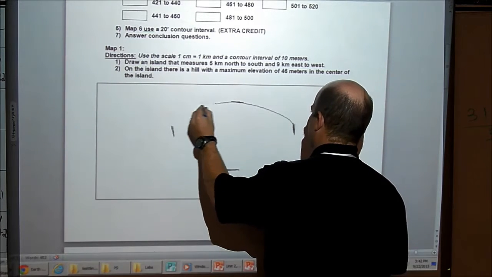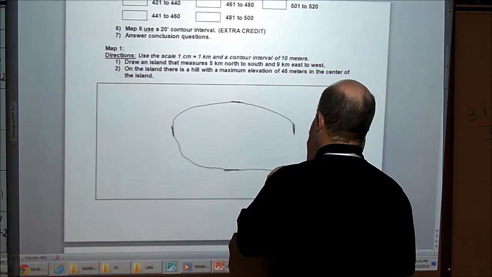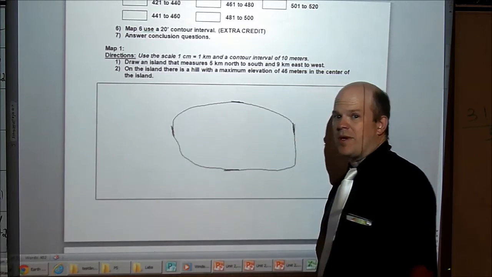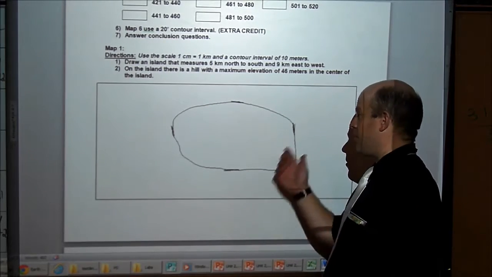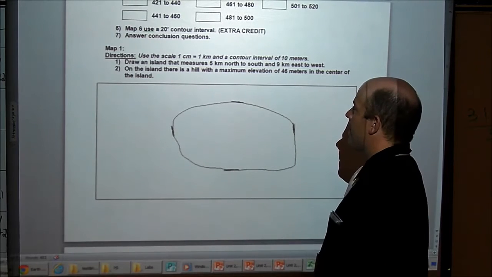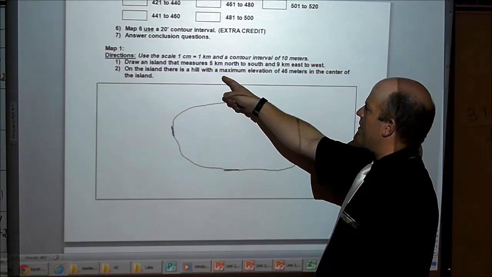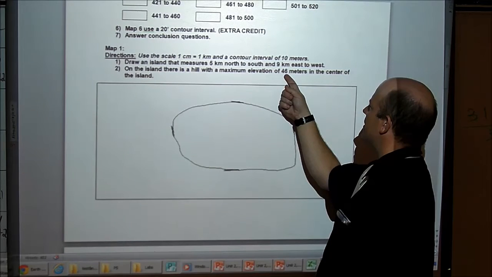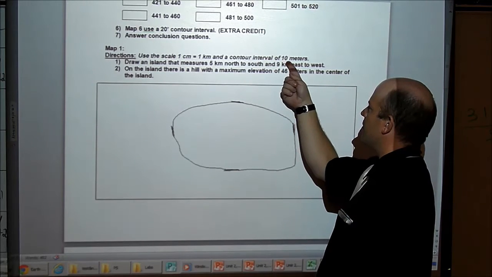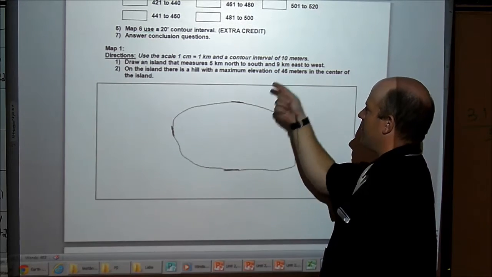If you want to make it look like a circle, you can make it look like a circle. If you want to make it look like a square, you can make it look like a square. If you want to make it look like an amoeba, I couldn't care, just so long as it's 5 by 9. Okay? On our second item, on the island, there's a hill with a maximum elevation of 46 meters. Remember, it says the interval goes up by tens. Okay? In the center of the island.